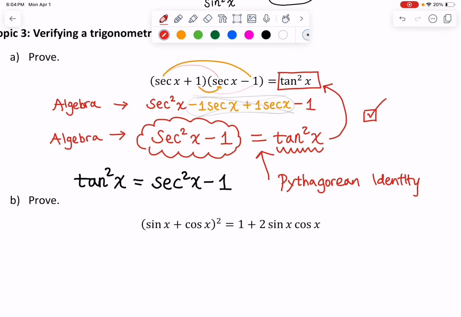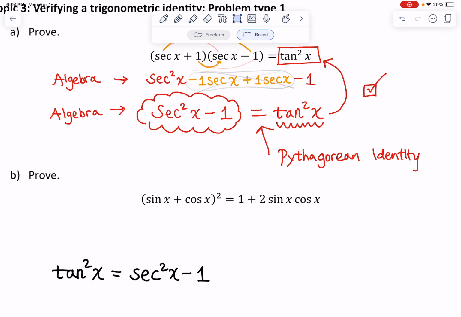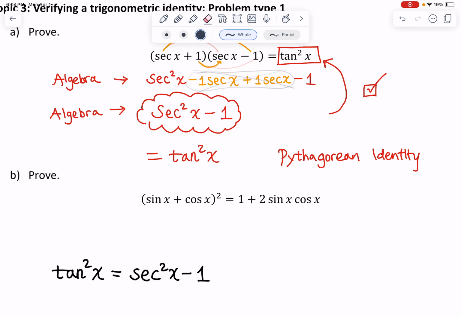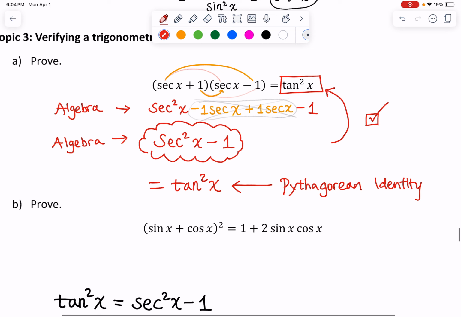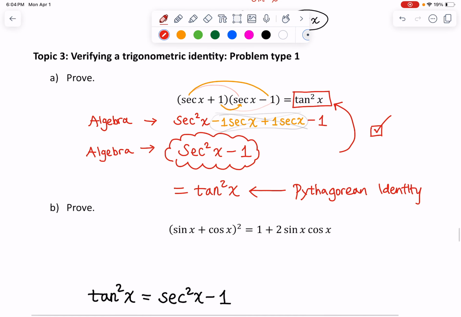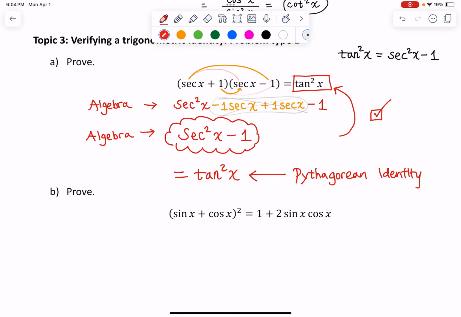So we just proved it. We use algebra to first simplify the expression, and then the last step, we use the Pythagorean identity to get it down to tangent squared x. So that was one example, part A. Now let's look at another one. We'll put this one over here, okay?